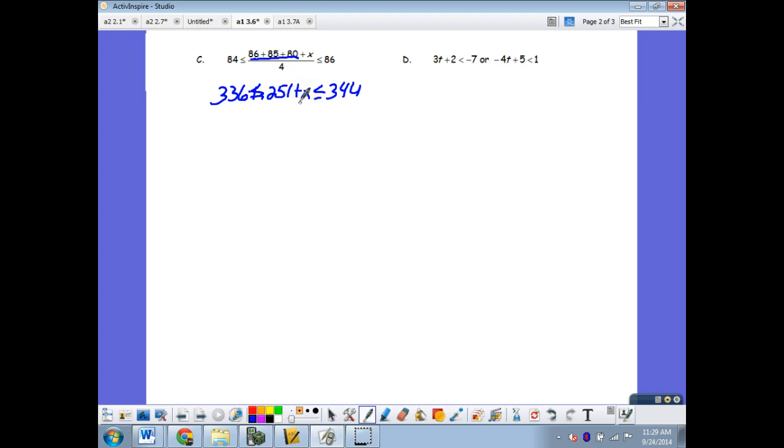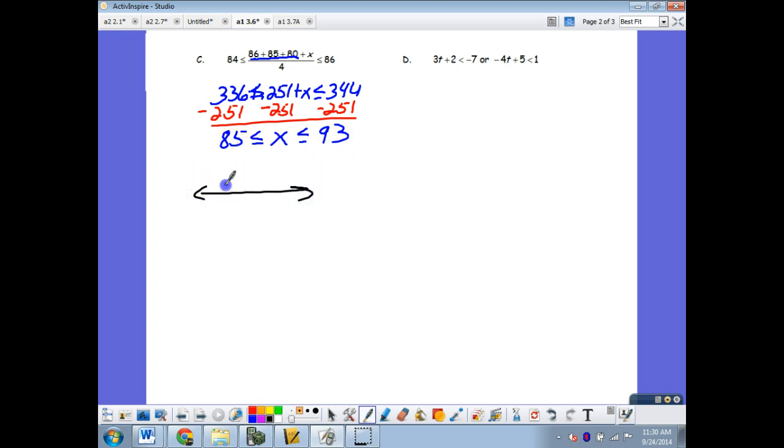And then, to get the x by itself in the middle, we're going to subtract 251 from all three places. And 336 minus 251 is 85. We have x left in the middle. And then 344 minus 251 is 93. So x is between 85 and 93. That is the inequality form of the solution.